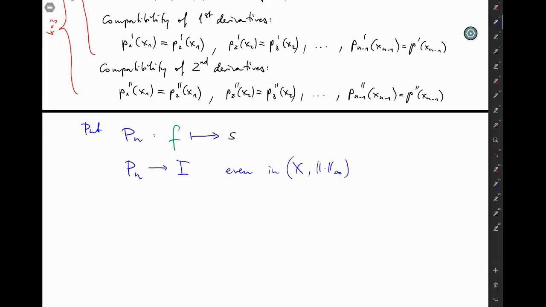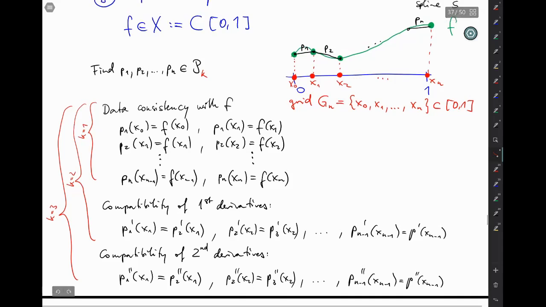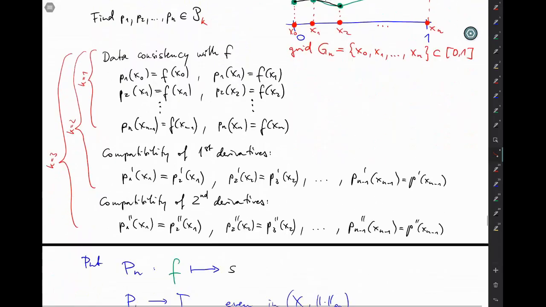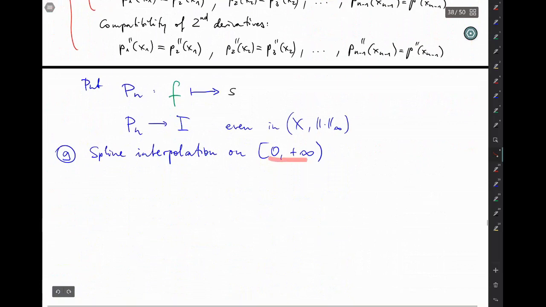Okay, and last but not least, let's try spline interpolation on an unbounded interval. So this is example 9. So in the previous examples, our interval was always bounded. So for simplicity, we always took the interval from 0 to 1. Of course, we could have taken the interval from 0 to 10 or from 1 to 11 or something. But the new quality here is that we are looking at an unbounded interval.